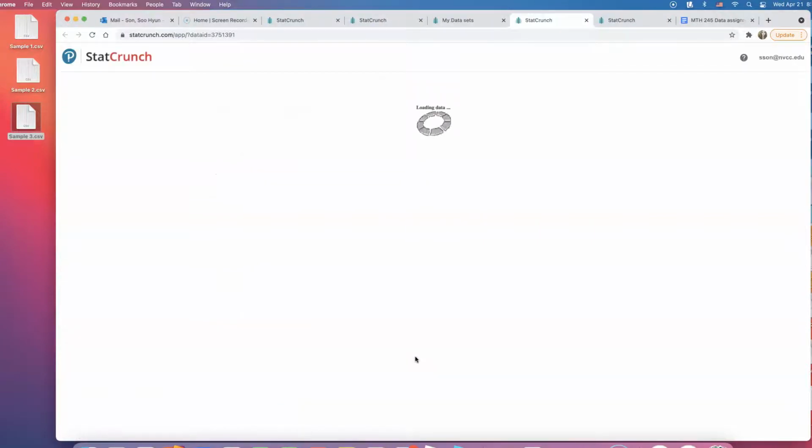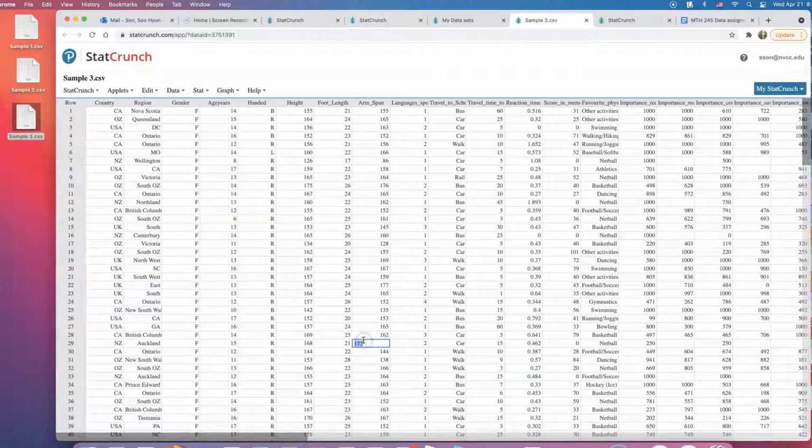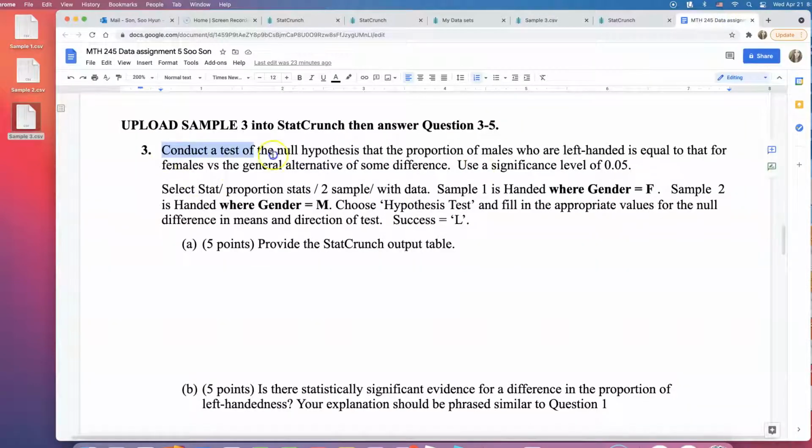What are we doing with this? 100 males and 100 female students. It says, conduct a test of null hypothesis that the proportion of males who are left-handed is equal to that for females versus the general alternative of some differences.